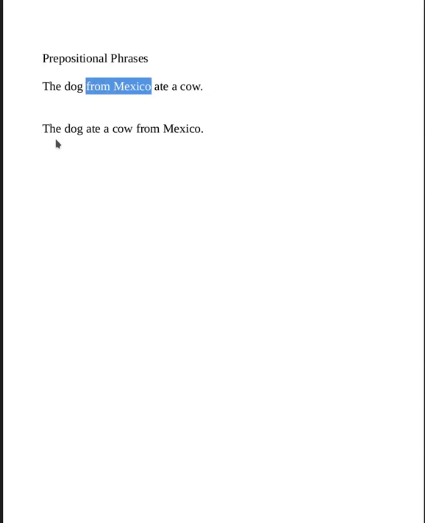Let's say the dog ate a cow from Mexico. Again, from Mexico is the prepositional phrase, but it's not modifying dog this time. What's it modifying? What is it telling you about? What is it describing? From Mexico modifies cow.